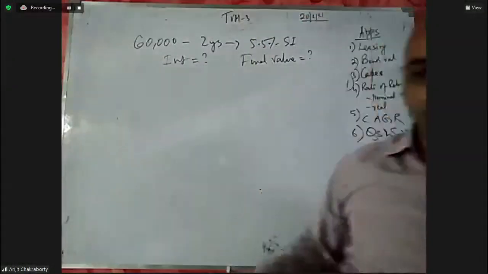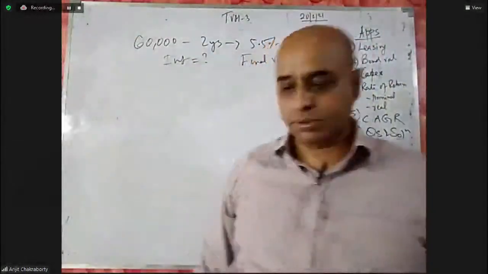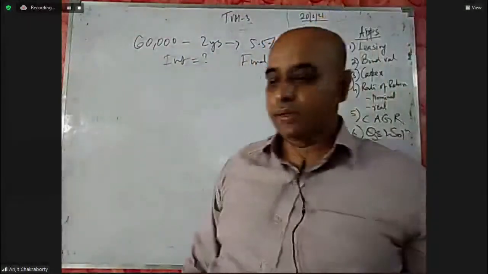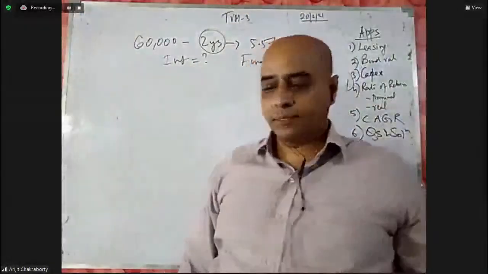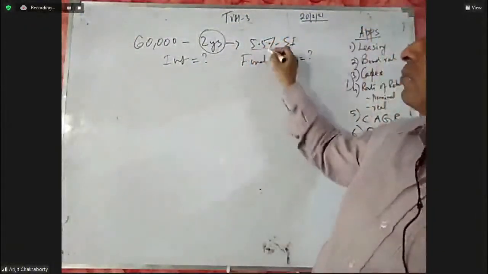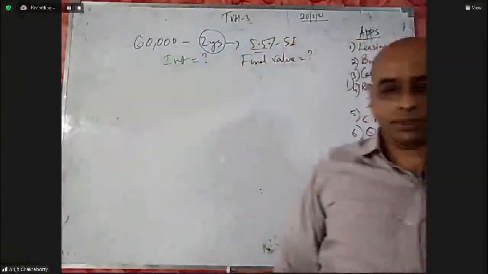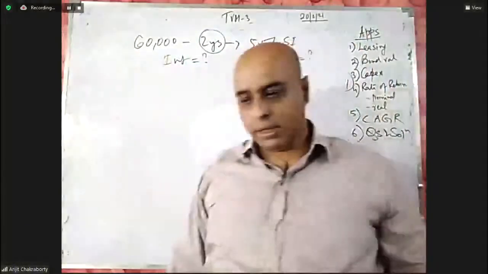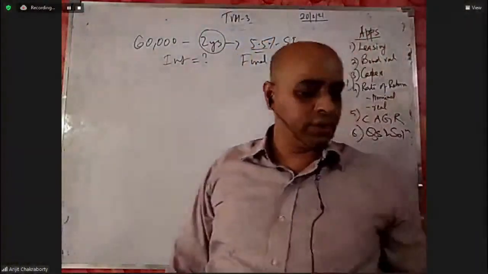Now, the question is like this. You know that the principal is 60,000, and this is kept for 2 years. So the duration is 2 years, and the interest rate is 5.5%. How much interest she will earn, and what will be the final value of investment? This is something which you need to find out.